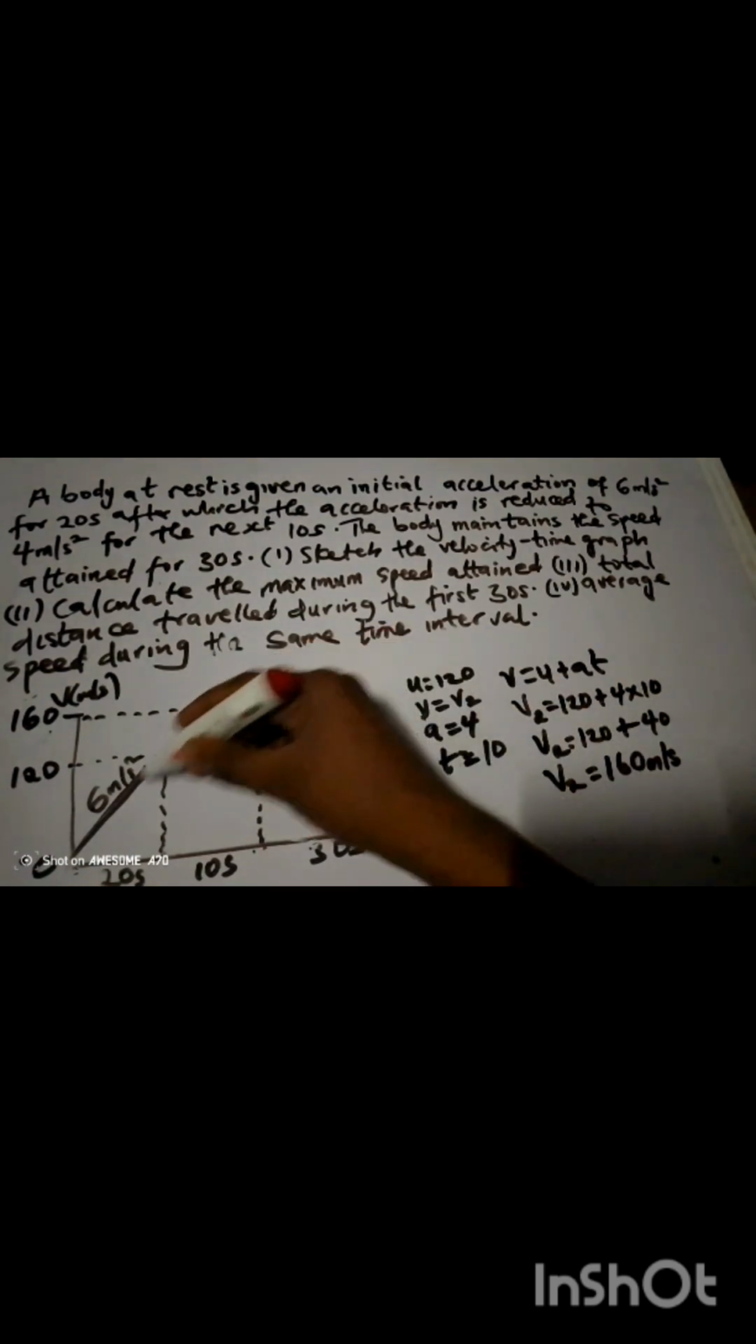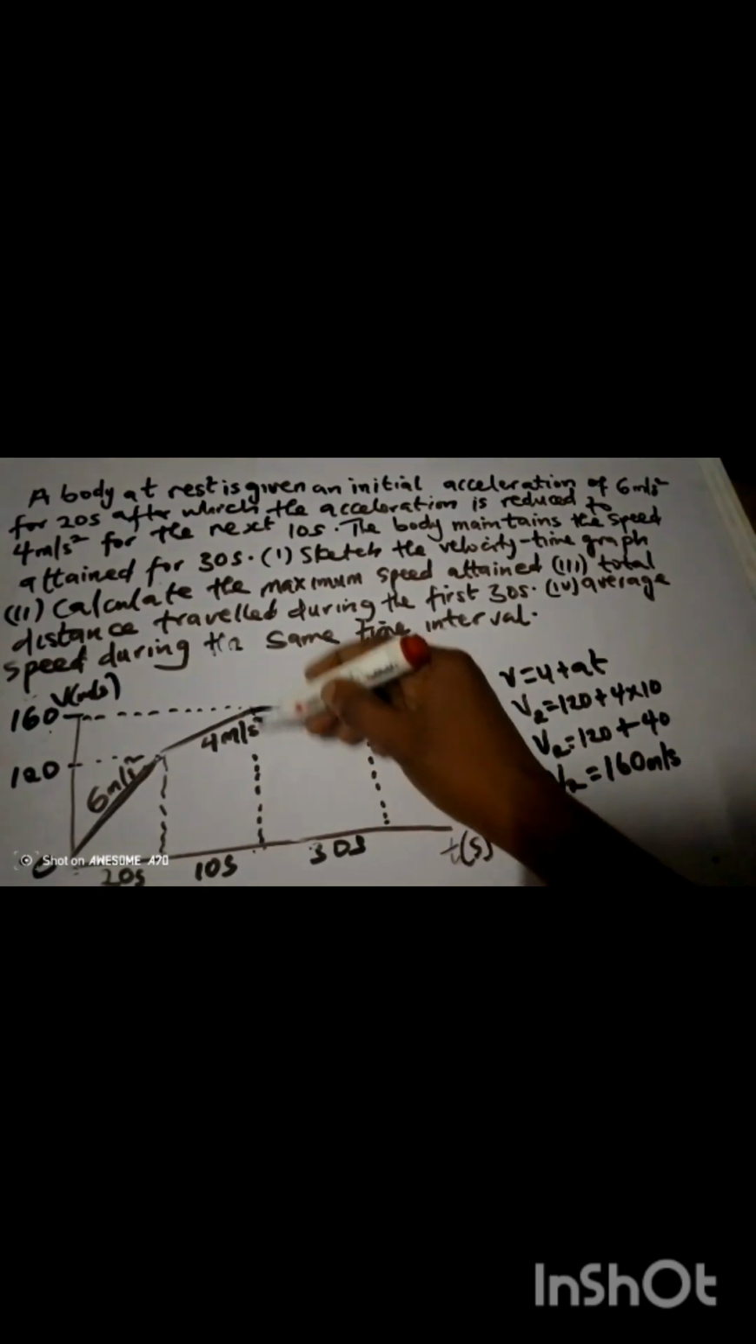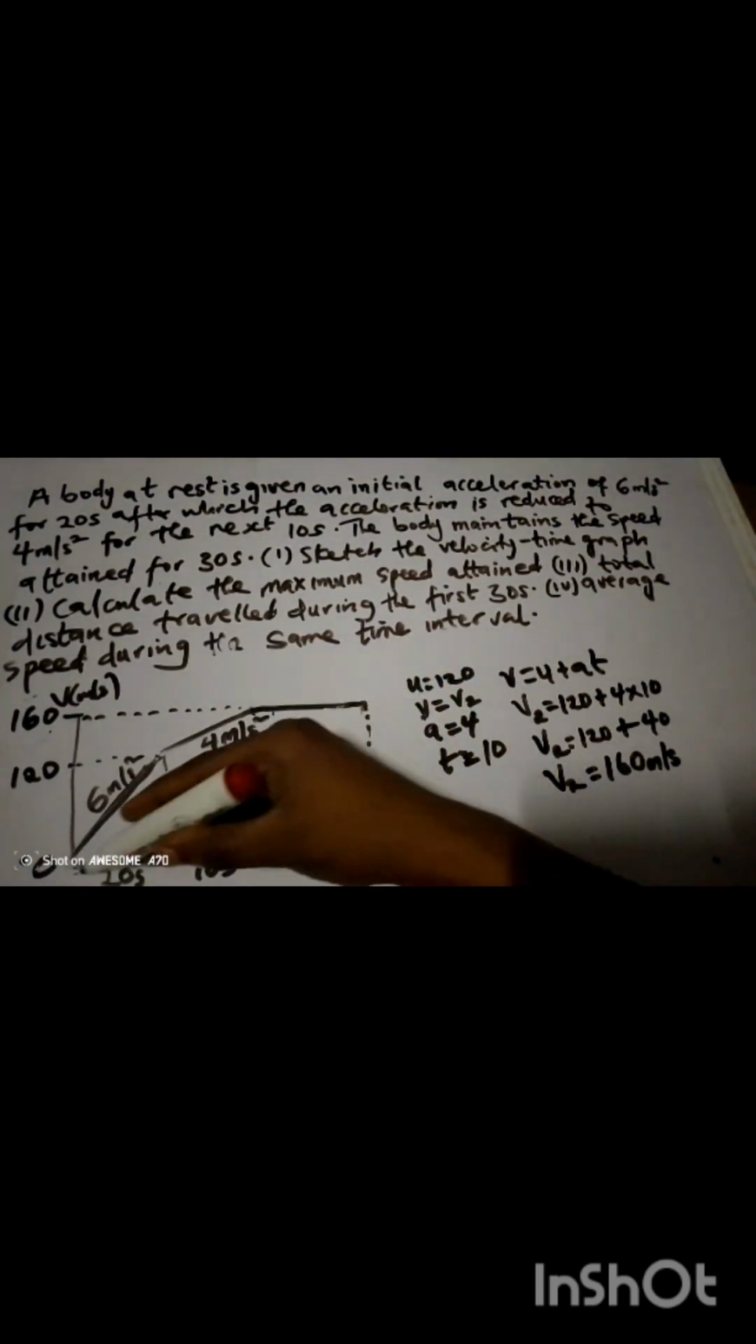If we want to use this graph, because distance is the area under the graph, when you look at this point you discover that this is not a particular shape. We cannot call this a trapezium, because this line and these lines are not parallel. So this does not have a particular shape.